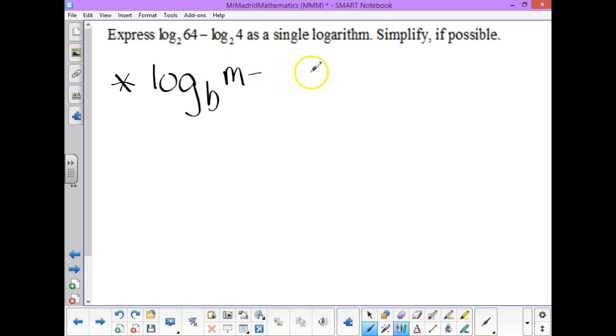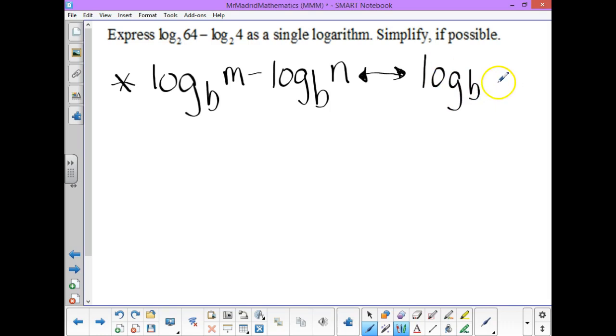Minus log base b of n. Once again, I could put an equal sign here, but I'm putting arrows to show you can go from left to right or right to left. And we've got log base b of m over n.